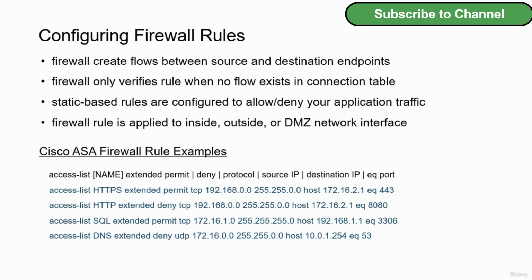Then I include the source. That source would be anything from 192.168 subnets. So that's a lot of subnets. That would be from the clients themselves. Anything that's within that subnet range will be permitted. And the host would be a server. The server address 172.16.2.1. So that's the web server. And EQ means just allow 443. And that's basically how a firewall rule is read from left to right.